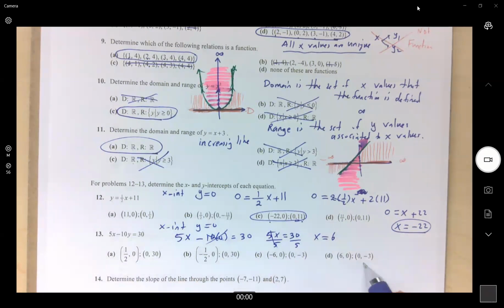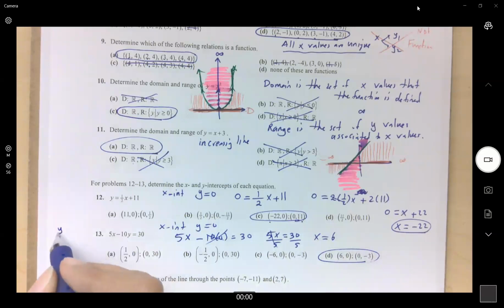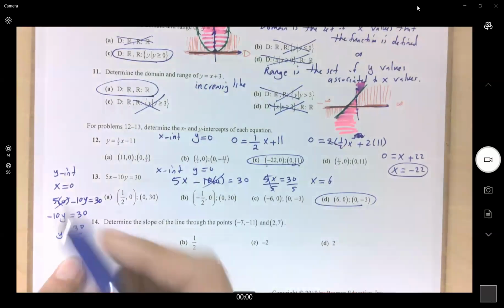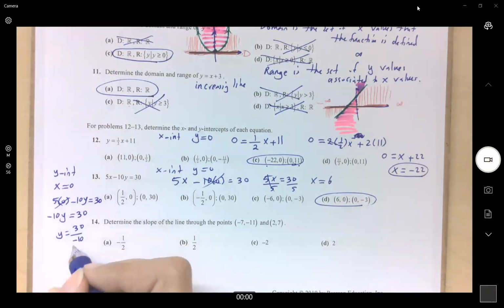By looking at the answers, you can say that the only answer that satisfies the x-intercept is this, but eventually we need to find y-intercept as well. To find y-intercept, set x equal to 0. When x is 0, 5 times 0 minus 10y is 30. So negative 10 times y is 30, or y is 30 divided by negative 10. You have a positive divided by negative. The outcome is negative. You get y equals negative 3. 0 and negative 3 is your y-intercept.